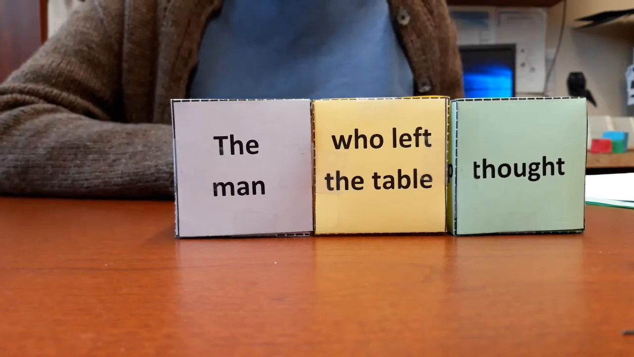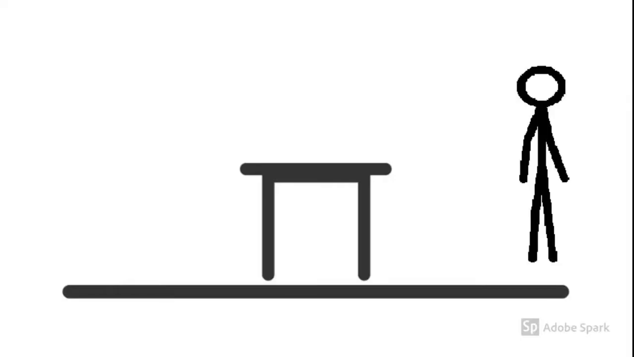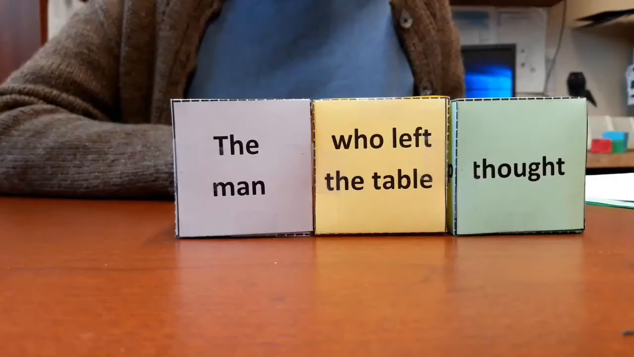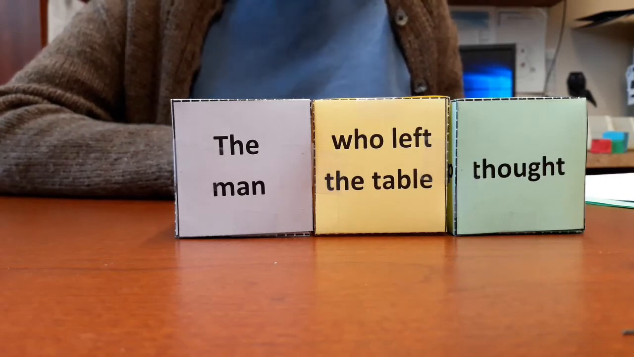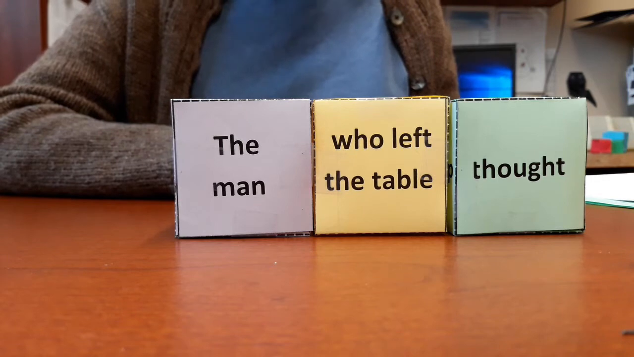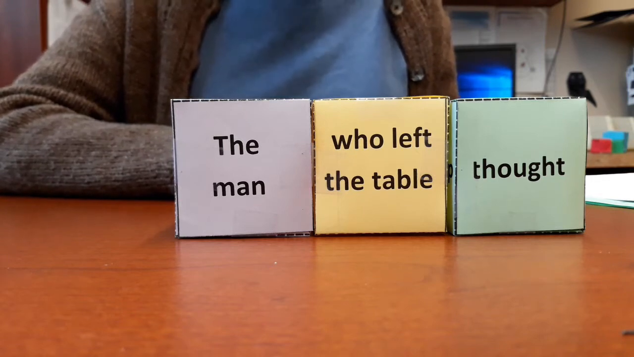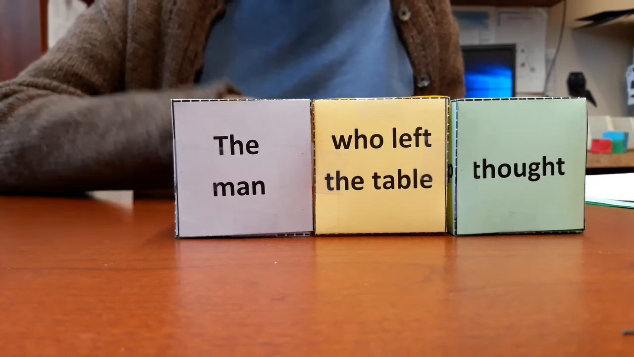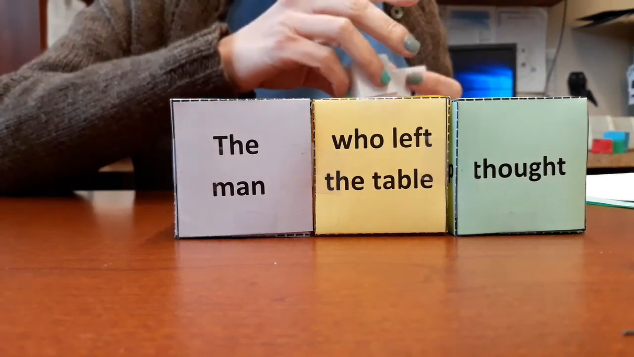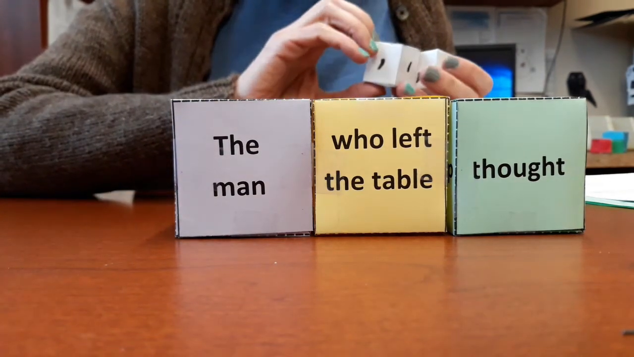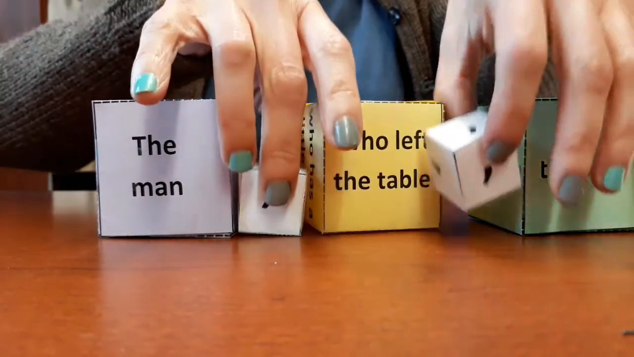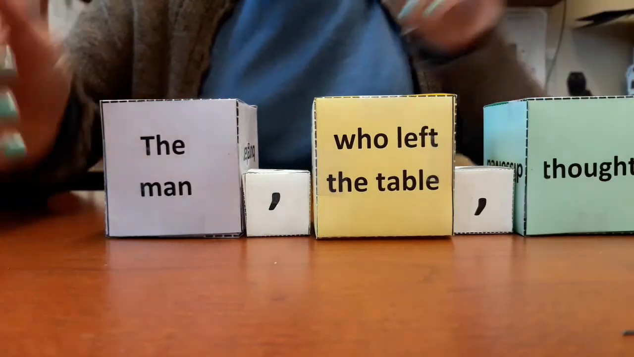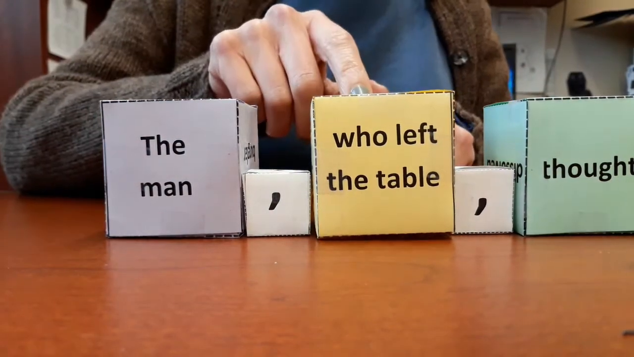Now look at this picture. There's just one man here. The man who left the table thought. This time, I'm not identifying a specific person. I know which man. I'm just giving some extra non-essential information. Remember our interruption rule. Non-essential adjective clauses are interrupting, so they need to have commas. The man, who left the table, thought.